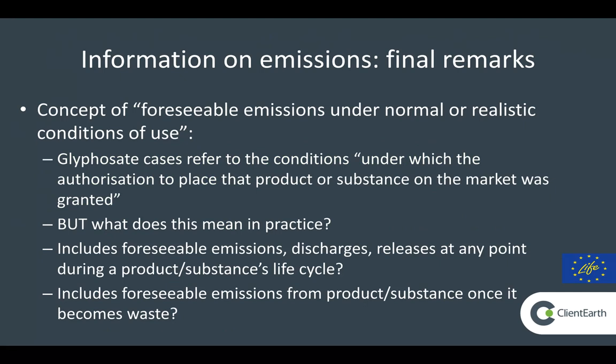So just some final remarks on that. In terms of the concept of what is a foreseeable emission under normal or realistic conditions of use, the glyphosate cases refer to conditions of use as normal or realistic if they align with the conditions under which the authorization to place that product or substance on the market was granted. But what does this mean? For example, in relation to glyphosate and pesticides in general, the court really focused on the fact that that is the intended purpose of pesticides. They are to be sprayed and emitted into the environment.